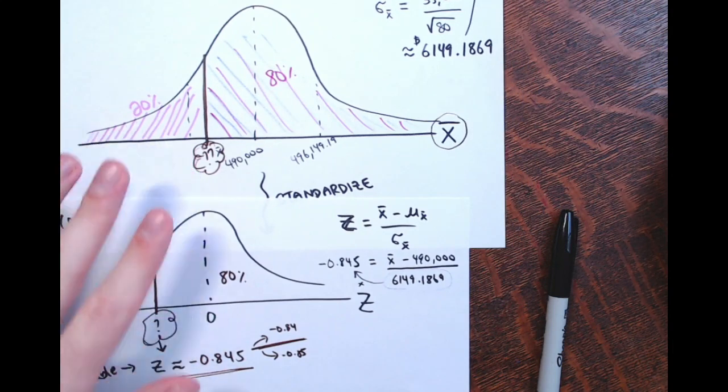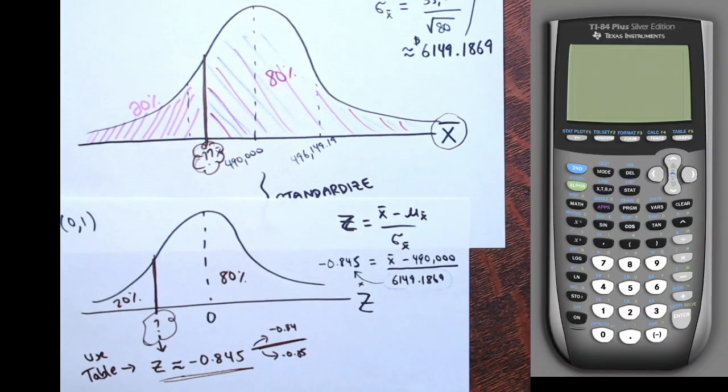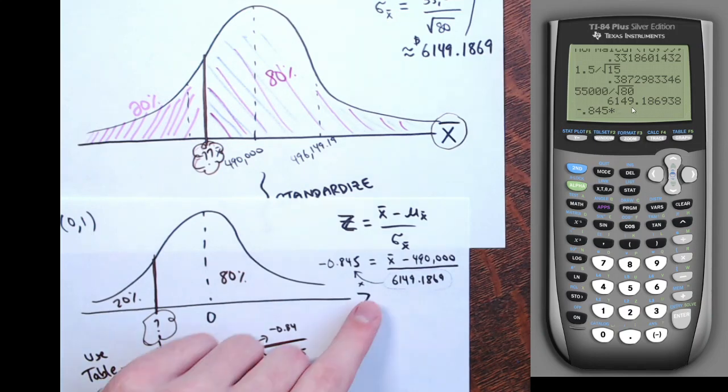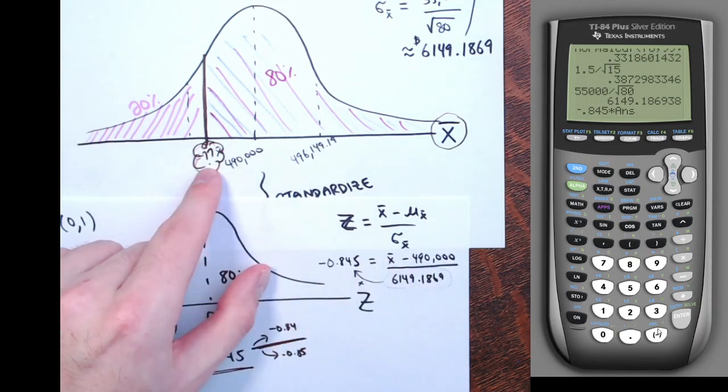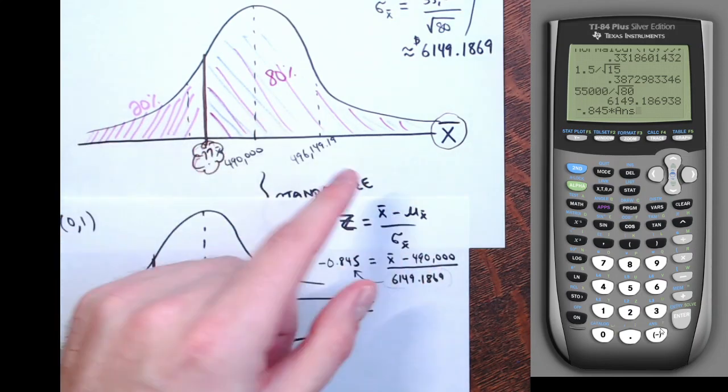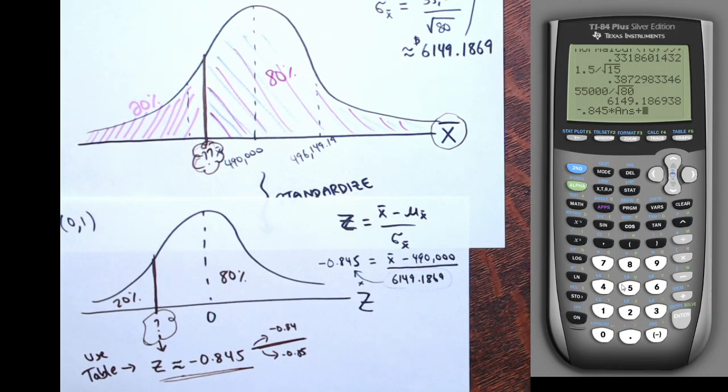So then I take this, multiply it over here, then we add 490,000. I'm just going to do this on the calculator. Pull a calculator up. So I take negative 0.845 times, I guess I could put just the previous answer. My previous answer is that 6,149, and it's a little more accurate, so previous answer. And then to get the x-bar, the particular value with 20% below, 80% above, I would add 490,000.